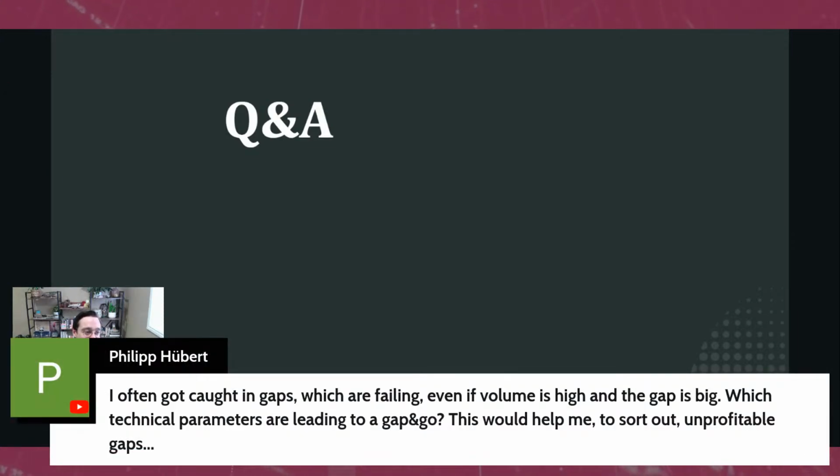What do we got? Philip saying, I often got caught in gaps which are failing. If volume is high and the gap is big, which technical parameters are leading to a gap and go? This would help me to sort out unprofitable gaps. That's a great question. Absolutely.